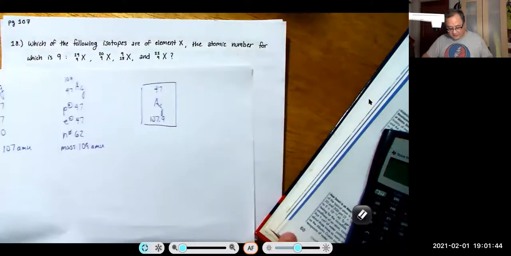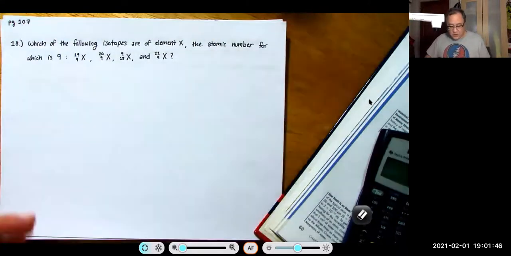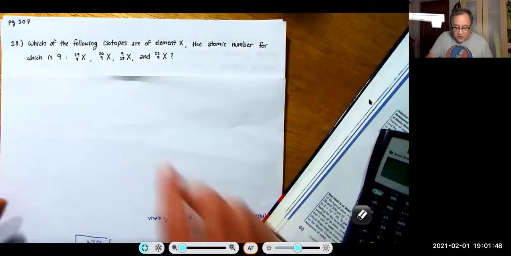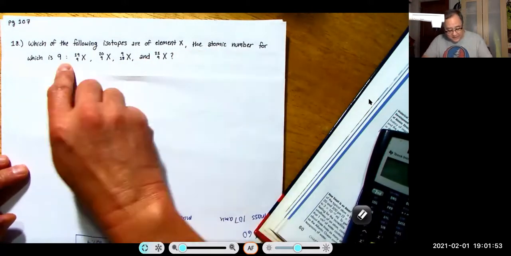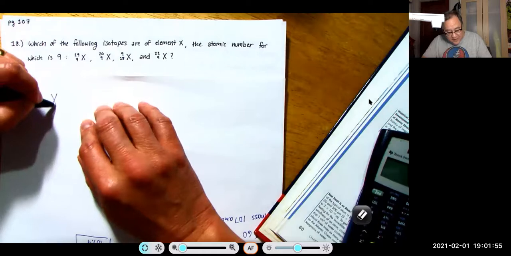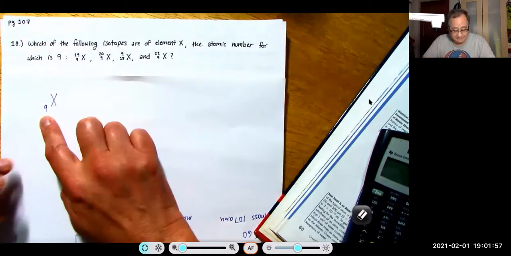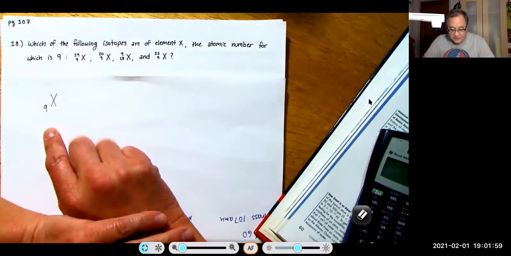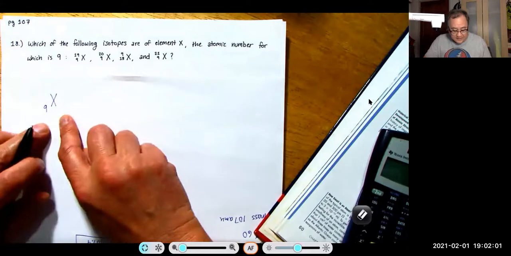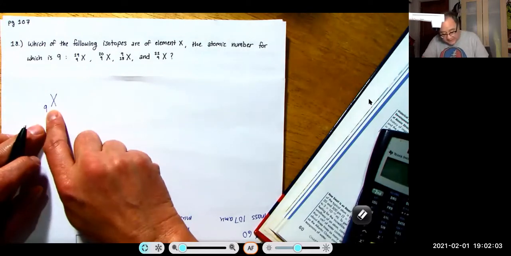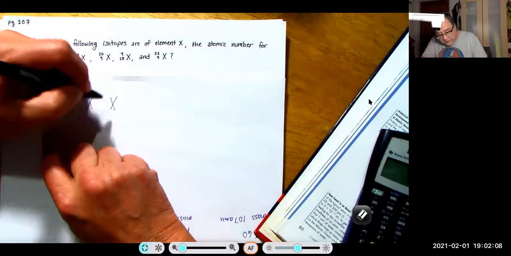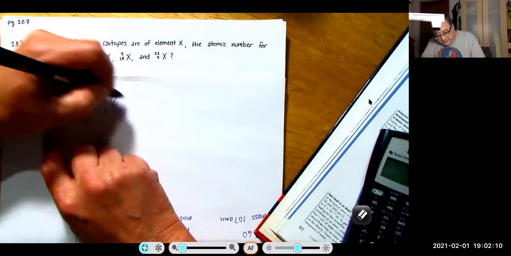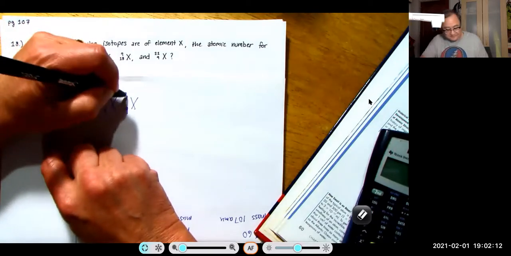So this is a very easy one. Which of the following isotopes are of element X, the atomic number for which is 9? If they say the atomic number is 9, they're talking about this number at the bottom. So which of these are part of this particular element? And the answer is this one here, this one here, and this one here.